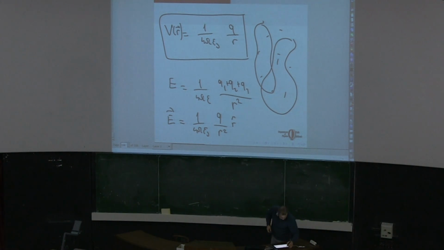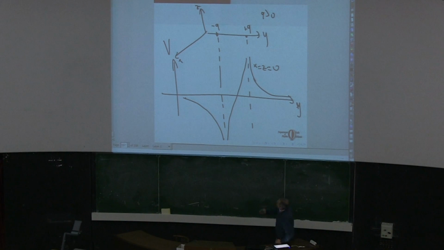So let's go back here. Now, in this form, the potential at the point r will be 1 over 4 pi epsilon 0. Let's say that the position of this one is r1, and the position of this one is r2. This is 1 over 4 pi epsilon 0.